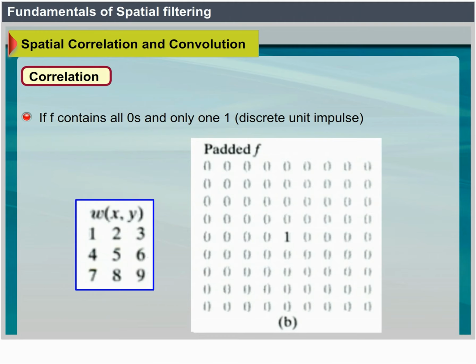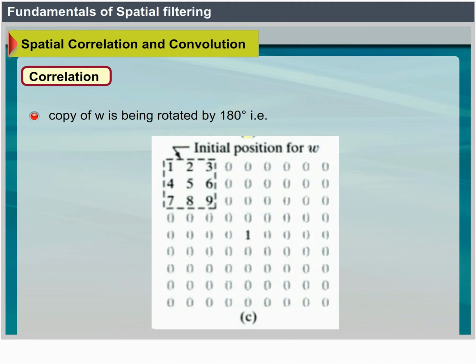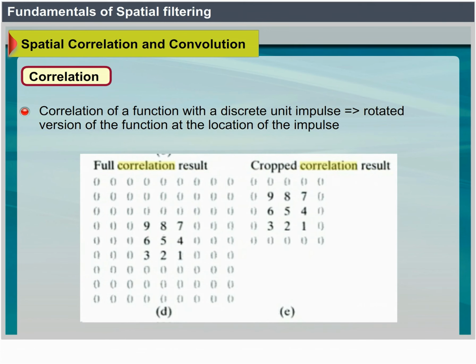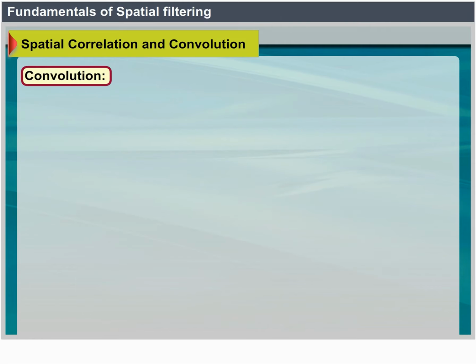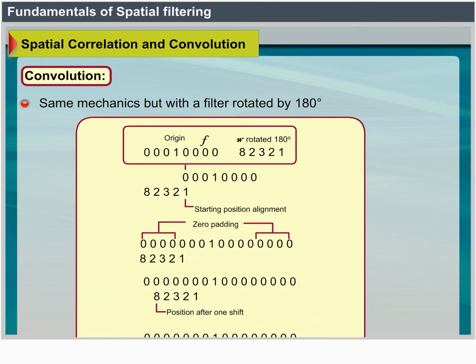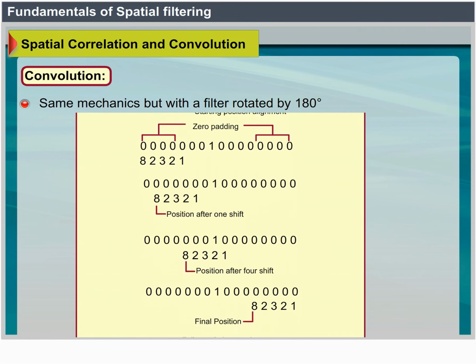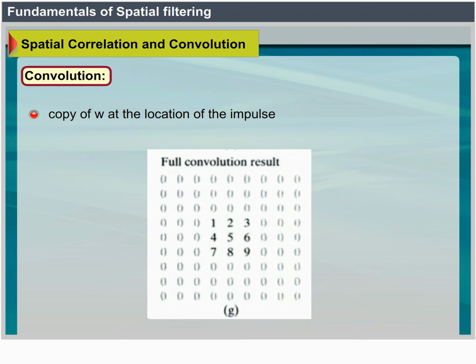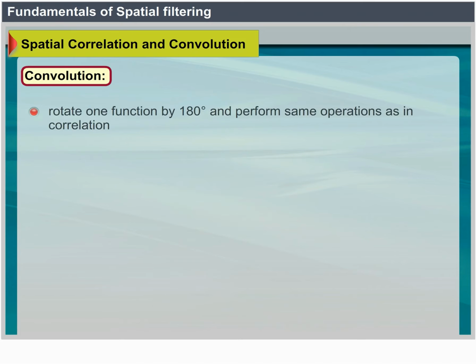Convolving a function with a unit impulse gives a copy of W at the location of the impulse. Rotate one function by 180 degrees and perform the same operation as in correlation. The correlation of a filter W of x, y with an image f of x, y is as shown on the screen. For all values of x and y, so that all elements of W visit every pixel in f, padded appropriately, it is as shown on the screen.